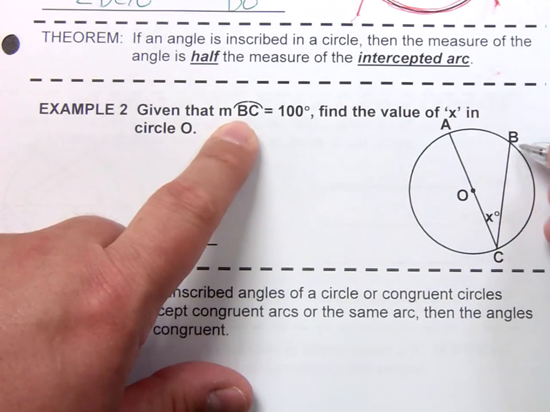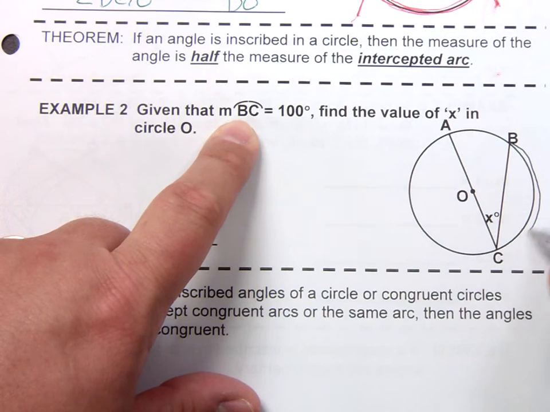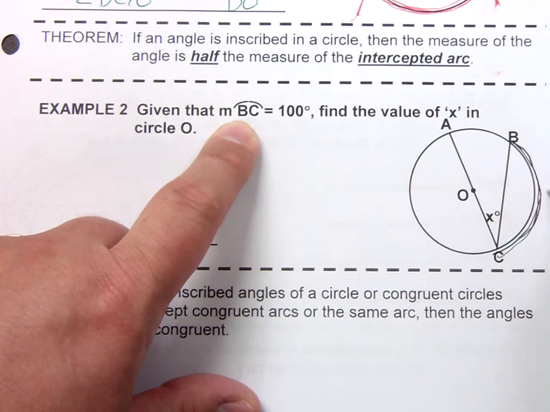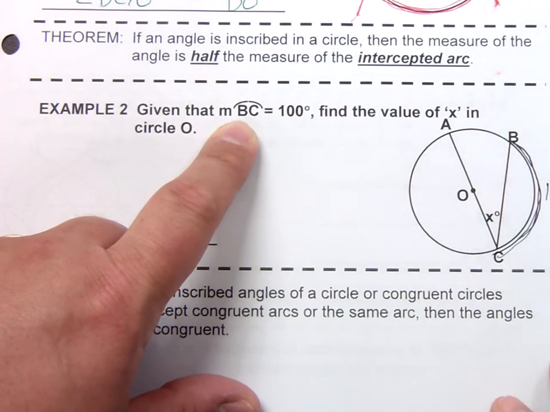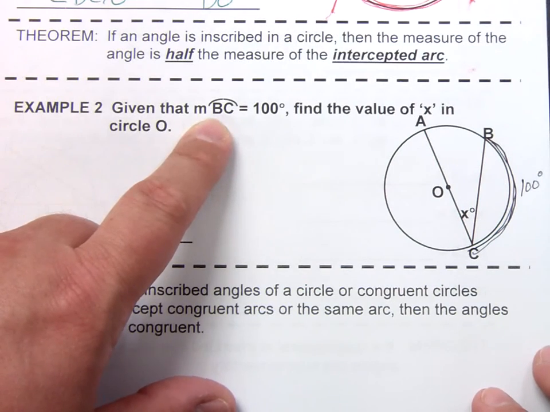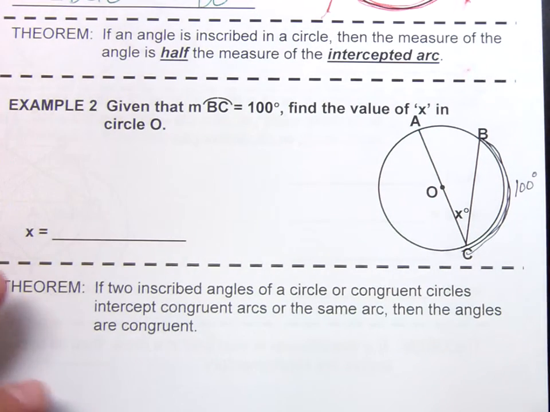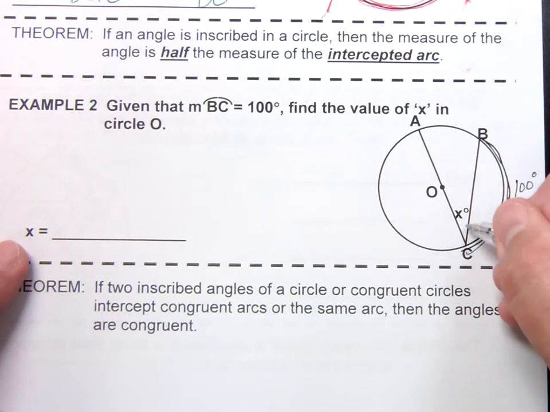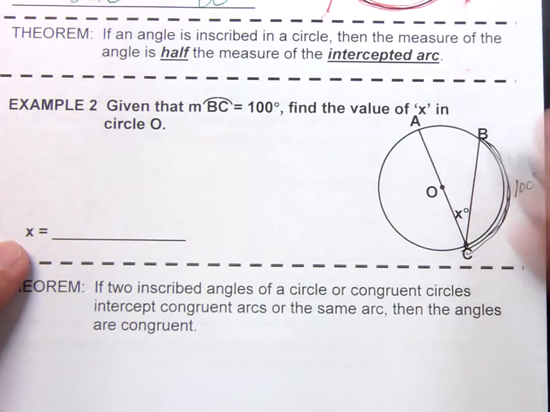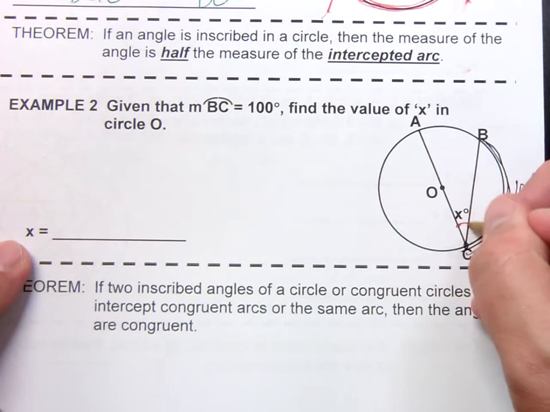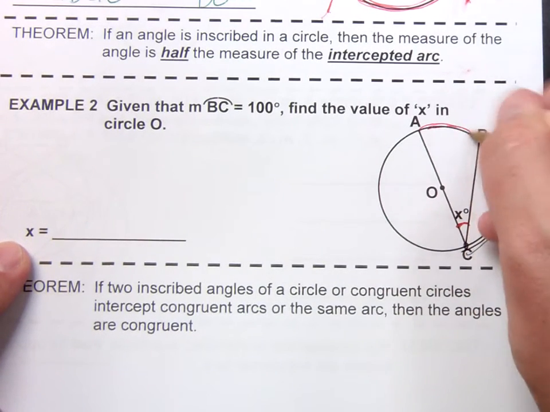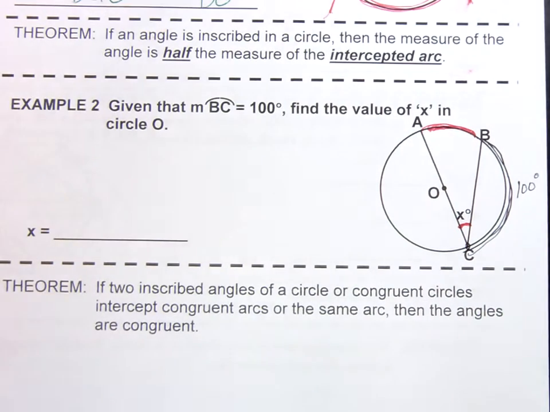Given that the measure of arc BC here is 100 degrees, find the value of x in circle O. Alright, now x is labeling this angle. That's an inscribed angle. Notice the vertex is on the circle. You got a couple of chords for sides. Its intercepted arc is arc AB. So if we figure out what arc AB is, this angle will be half of that.